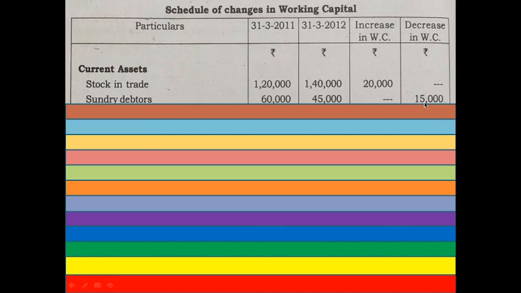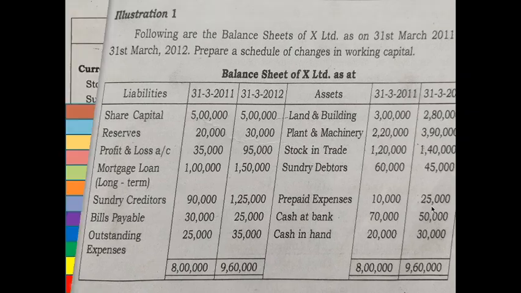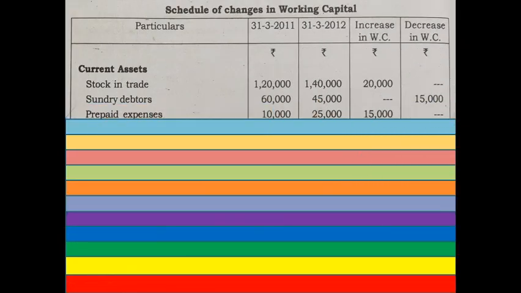Next item, prepaid expenses. At the beginning in 2011 it was 10,000, in 2012 it was 25,000. So note it down, prepaid expenses 10,000 in 2011, in 2012 it is 25,000. If you go through the amount, you can see that there is an increase in the amount by 15,000. So whenever there is an increase in current asset, that means increase in working capital. So 15,000 in the increase in working capital column.